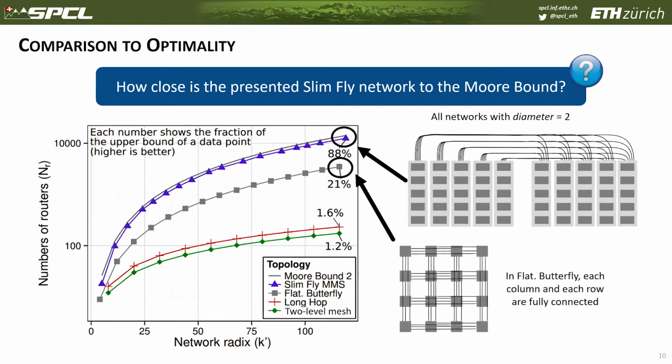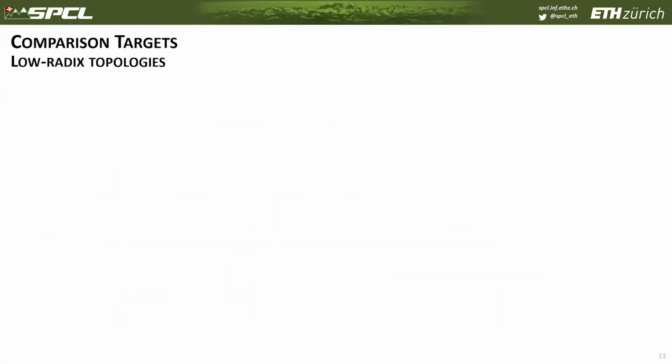Then the second best was flattened butterfly with diameter 2. And then there were some other topologies that were even further away from this optimum. Right, so this is how close we are mathematically speaking. And now let's take a look at something more like real life.